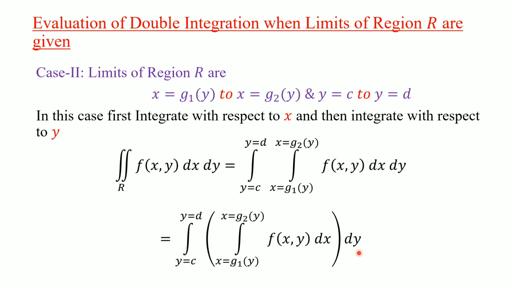A variable whose limits are constant, like in this case limits of y are constant, by that variable we integrate at the end. Same thing happened for the previous case also. Their limits of x are constant, so at the end we are integrating with respect to x.